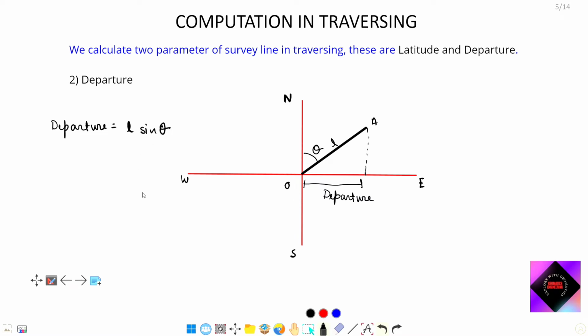Now, just like in latitude, if the departure is in the direction of east, then it is called easting, and if it is in the direction of west, then it is called westing. Easting is taken positive and westing is taken negative. The value of westing is taken negative. In this way we calculate departure and latitude.